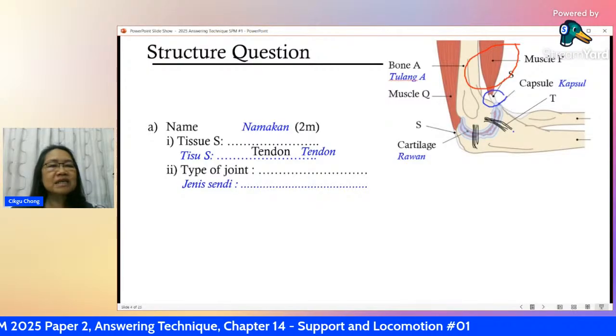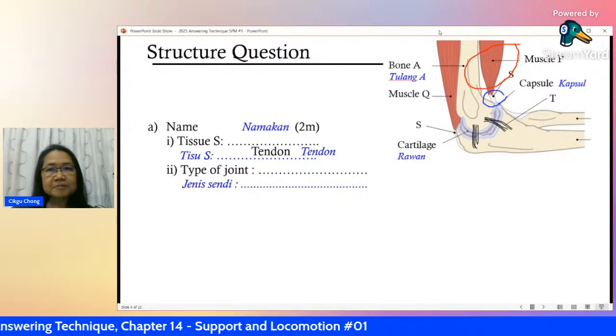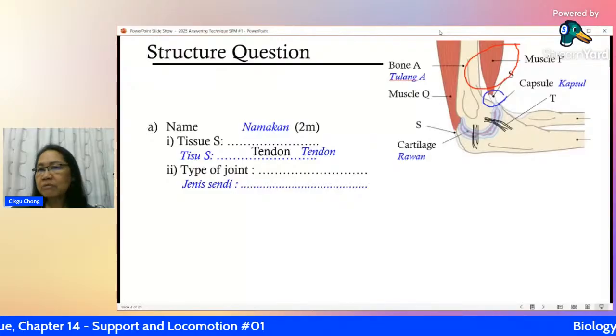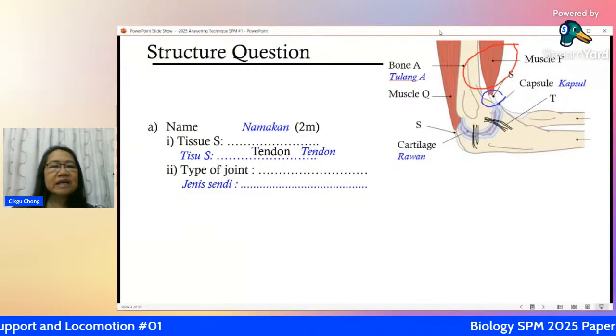What about the type of joint? JP, what type of joint is this? What is the name of this type of joint?